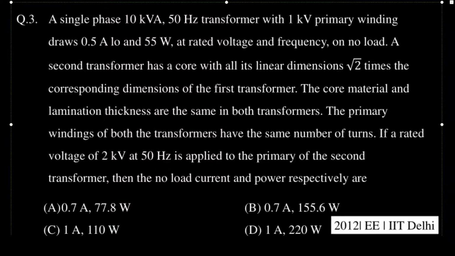And there is a second transformer whose linear dimension is root 2 times the first transformer. The question is, if a rated voltage of 2 kV at 50 Hz is applied to the primary of the second transformer, then what are the no load current and power? They have given the no load current and power for the first transformer, and they have changed the voltage and asked us to find the no load current and the power for the second transformer, whose linear dimension is root 2 times the first transformer.